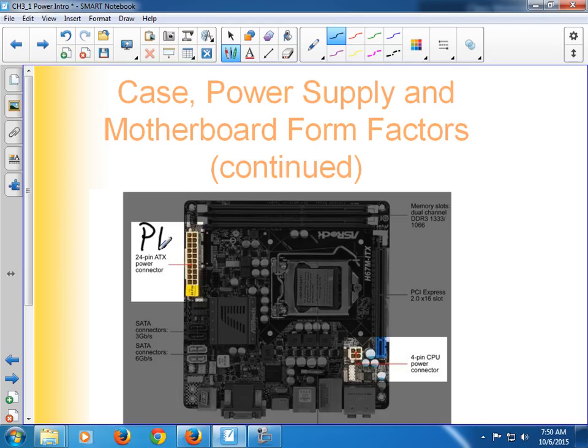You know how many times I've helped people and said, hey, you need to order a new power supply, and then they tell me I had to send the power supply back because it was too big for my computer.